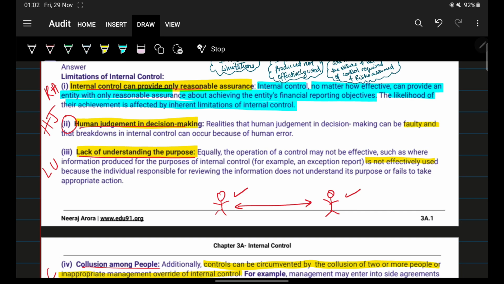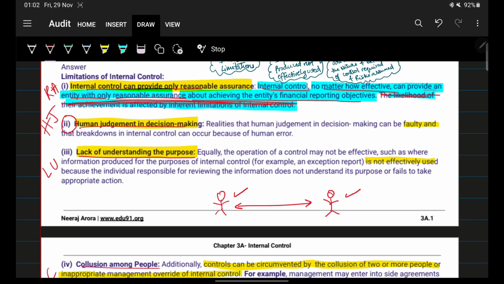It is very stupid, right? So inherent limitation is blaming that. One of the limitations of internal control is reasonable assurance, but reasonable assurance is blaming it back on inherent limitations, so it's kind of a loop. But we still have to remember: if you want to make it make sense, just remember that internal control, no matter how effective, can provide an entity with only reasonable assurance about achieving its financial reporting objectives. That's all. The remaining part you can just ignore.